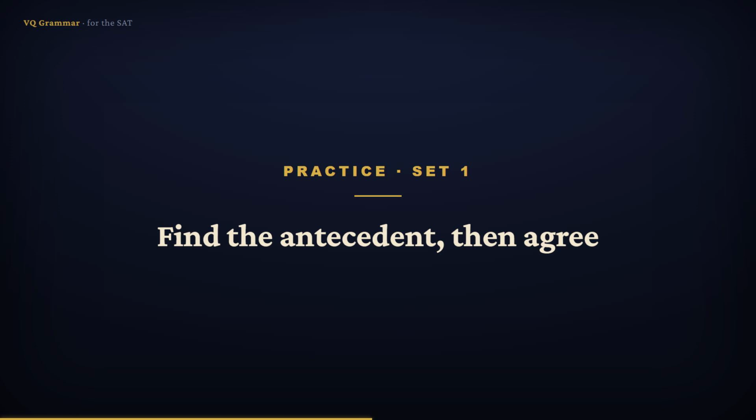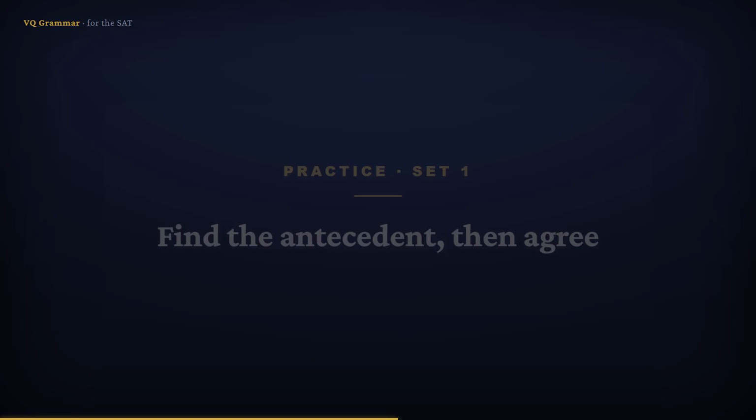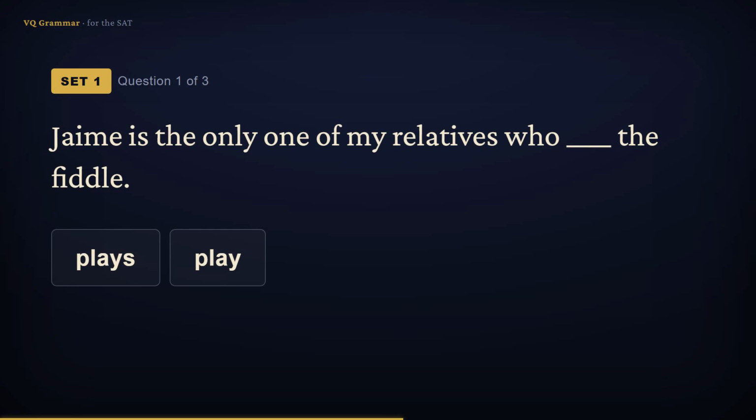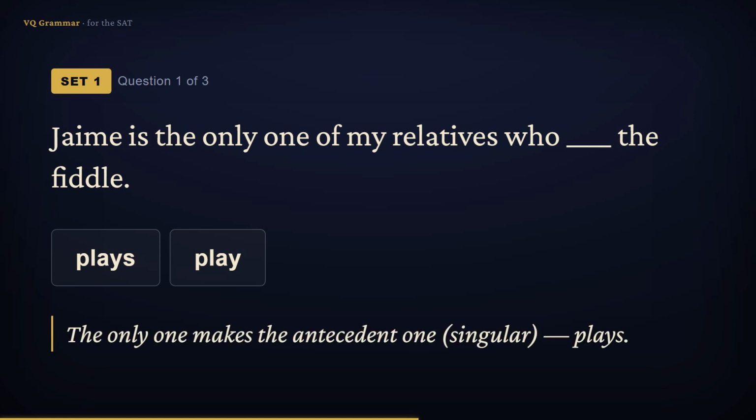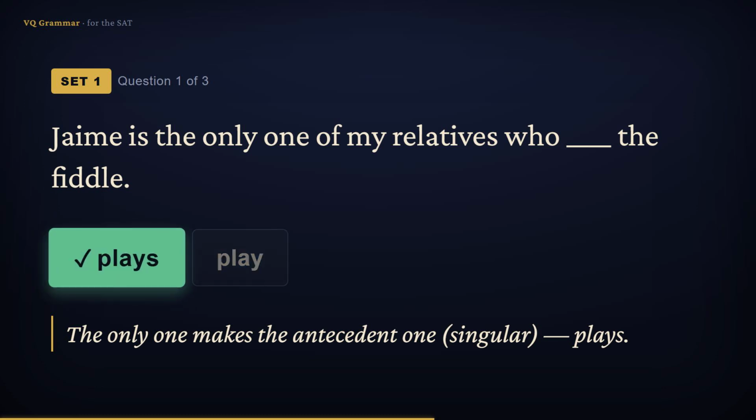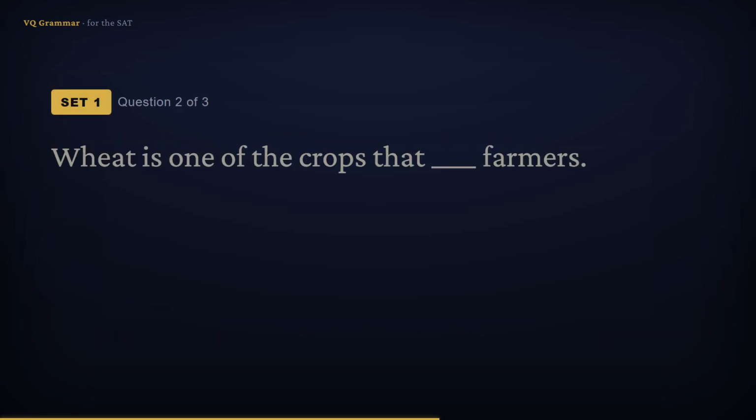Let's practice. Decide what the relative pronoun stands for, then choose the verb. Watch for one of the versus the only one of. Pause and try each. Jaime is the only one of my relatives who blank, the fiddle. The only one makes the antecedent one, singular, so plays.